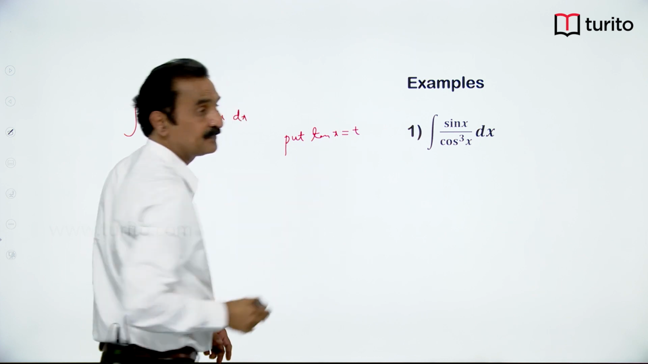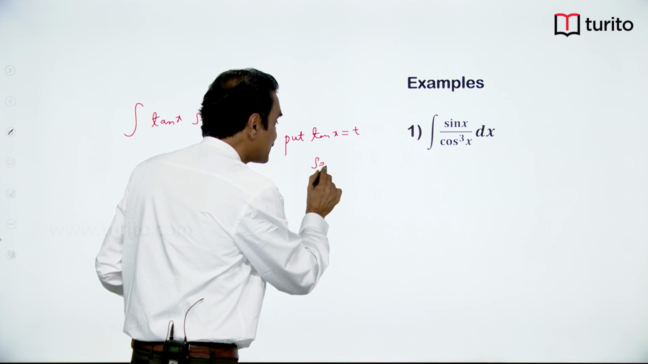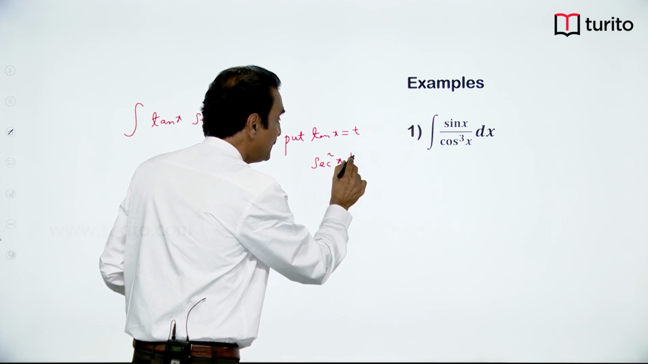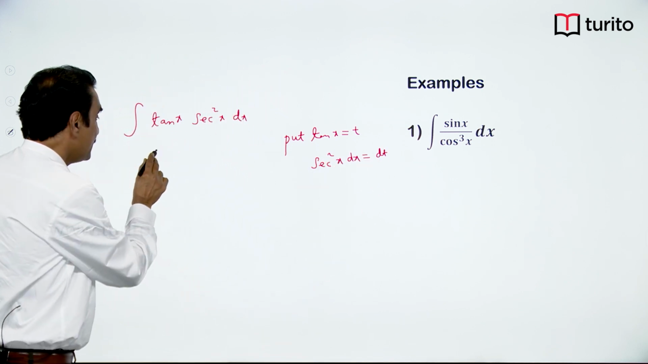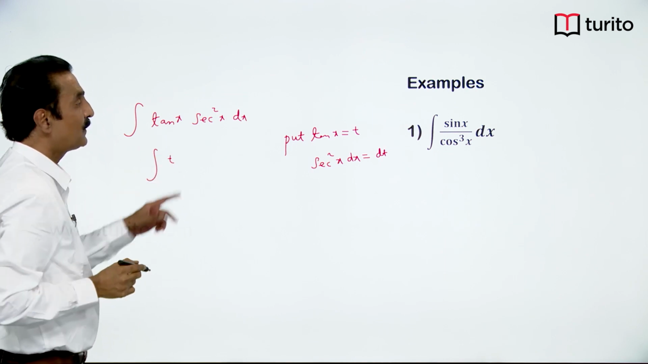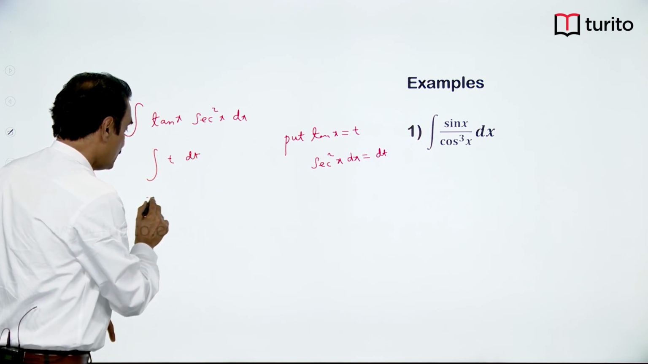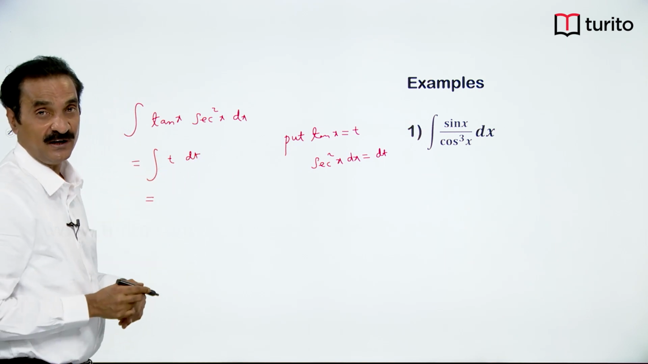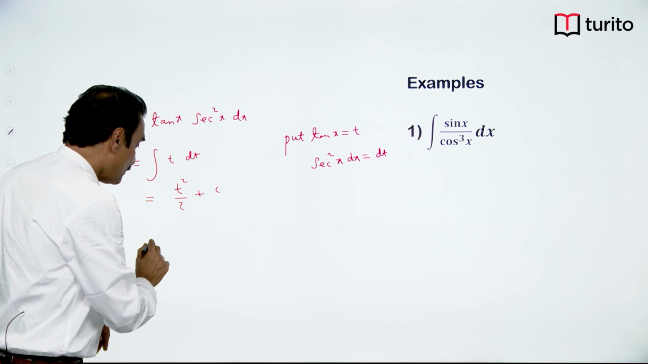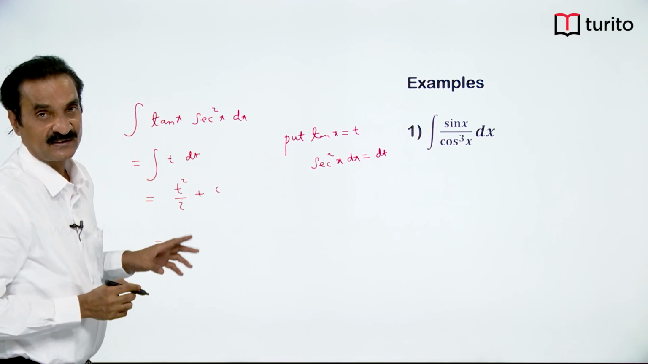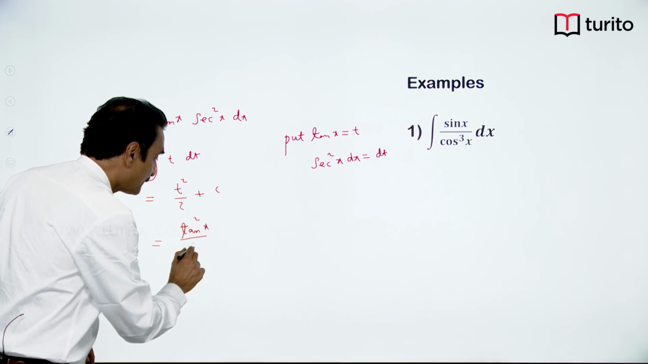Tan x is equal to t. Then differentiating on both sides, we get secant square x dx is equal to dt. Then it becomes integral t into secant square x dx is dt, t into dt. What is the integral of t with respect to t? It is t square by 2 plus c. Now we substitute t as tan x, it will be tan square x by 2 plus c.